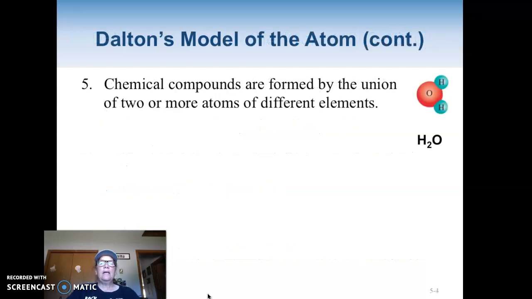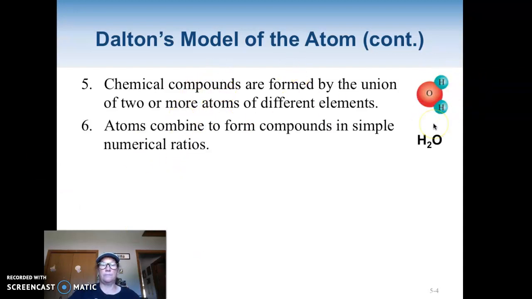Okay, he also said when you take atoms from two or more different elements and they chemically combine, you end up with compounds. Here we have an example of water. So you can take different elements, and if they chemically combine, now you have compounds. They don't make up atoms anymore. What they really make up is molecules.